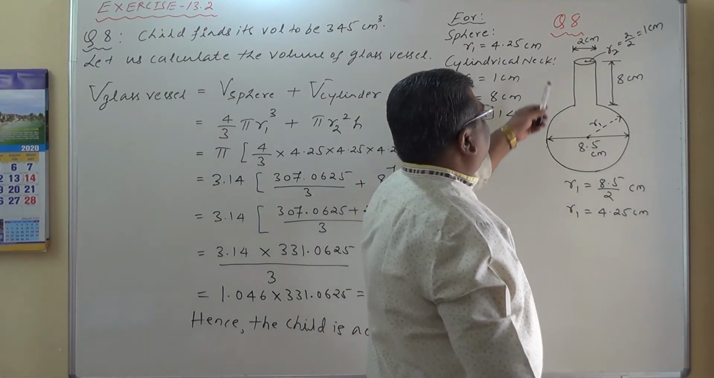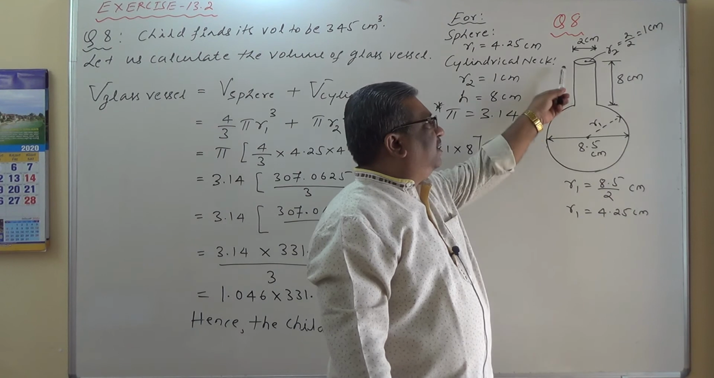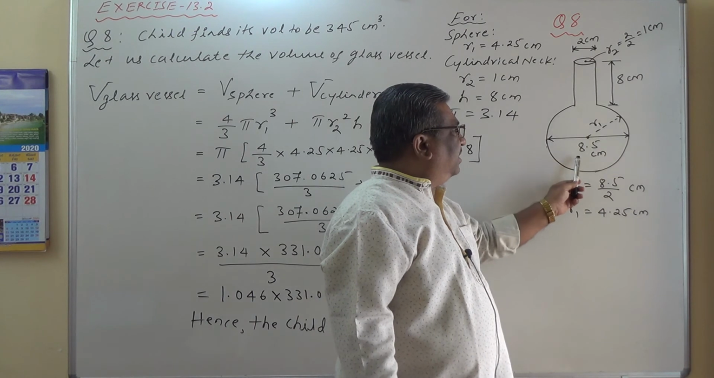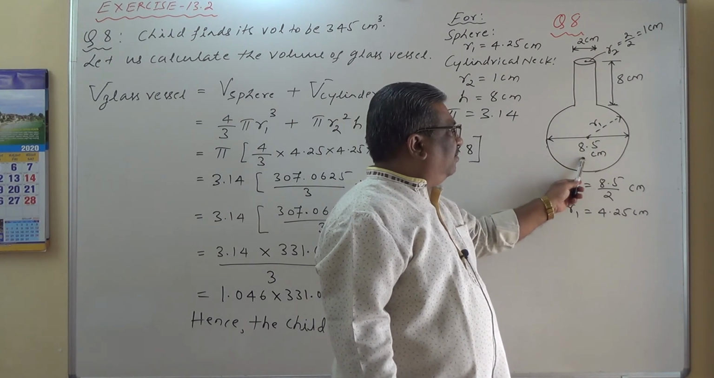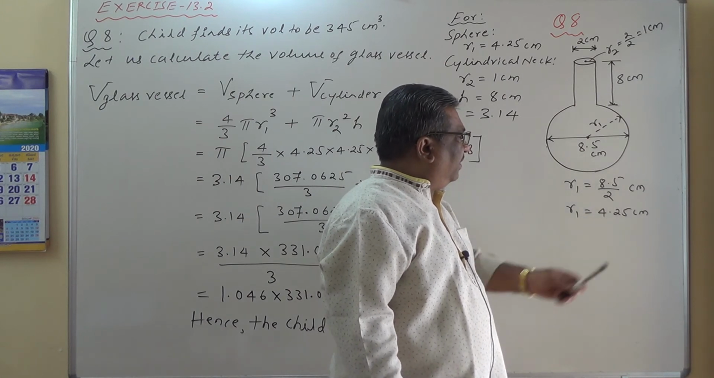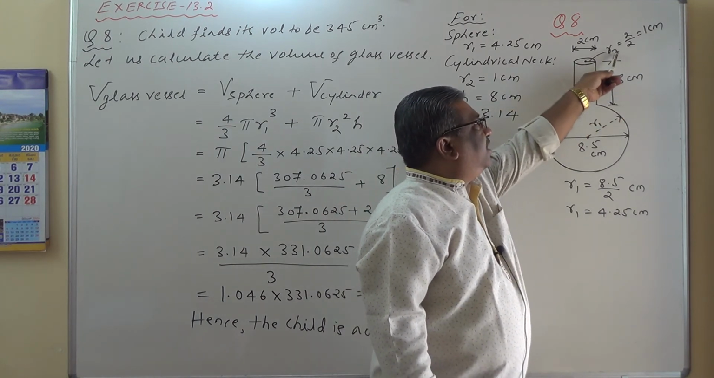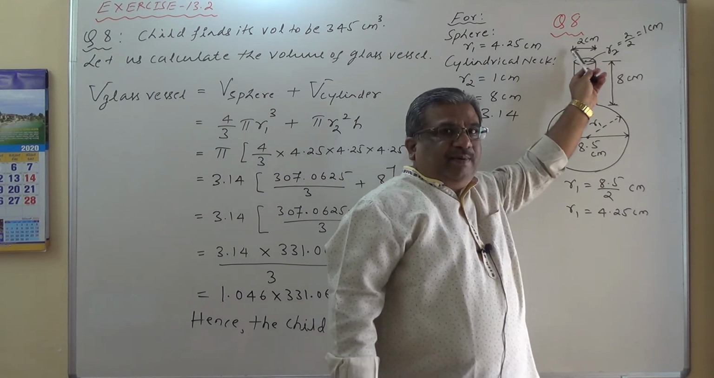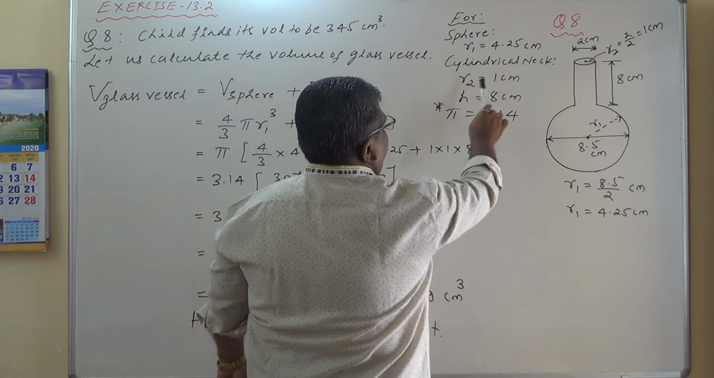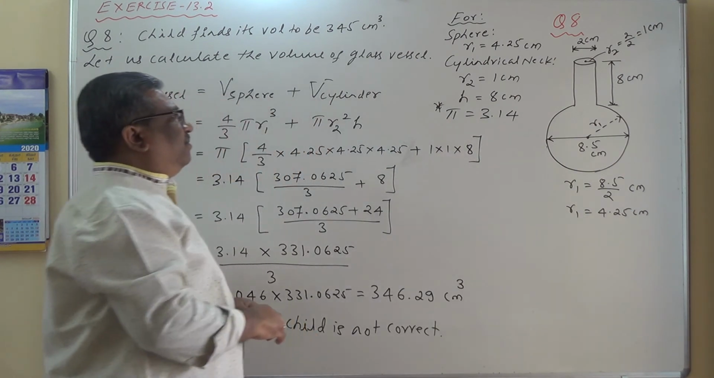So here question number 8. This is a glass vessel, a spherical bottom, cylindrical neck. All the dimensions have been given to us. Diameter is given as 8.5 centimeter for the spherical bottom. So R1 equals half of this, 8.5 by 2, 4.25 centimeter. And for the cylindrical neck, height is given as 8 centimeter, radius R2 is 2 by 2, 2 centimeter is the diameter, so radius is 1 centimeter. So for sphere, R1 is given, for cylindrical neck, R2 and height. And note that pi equals 3.14 we have to take.